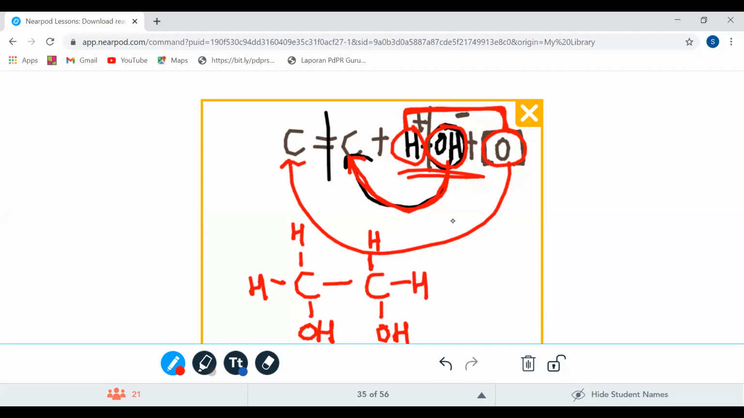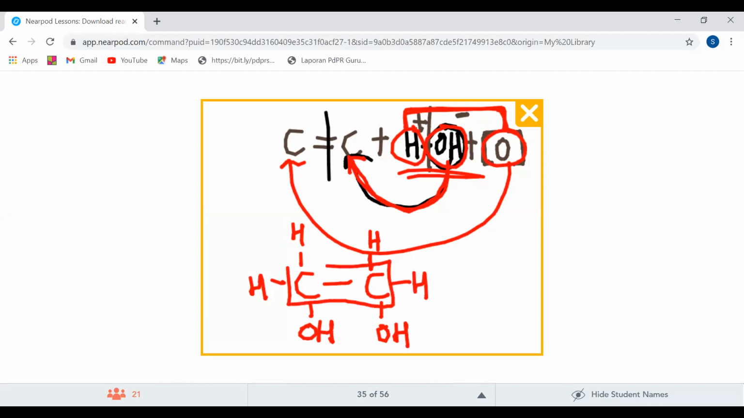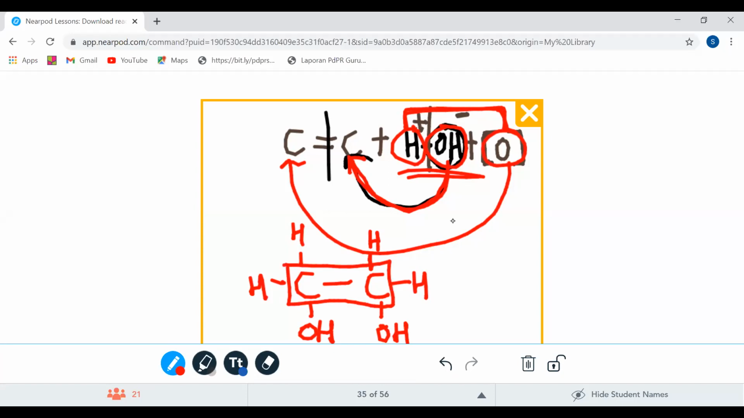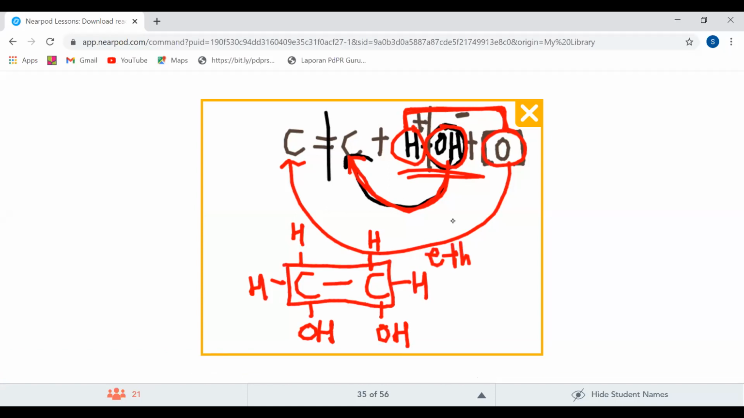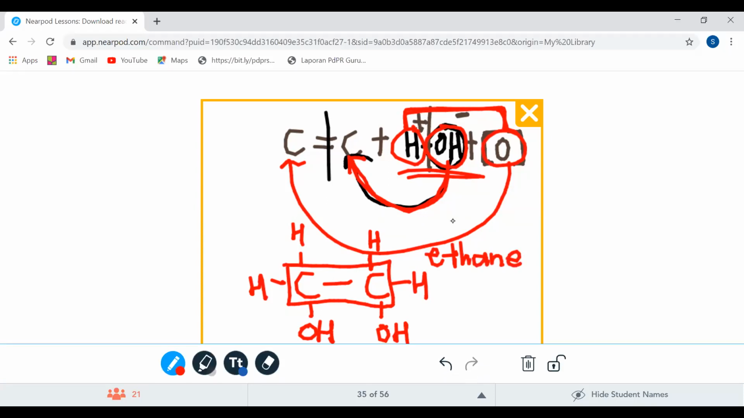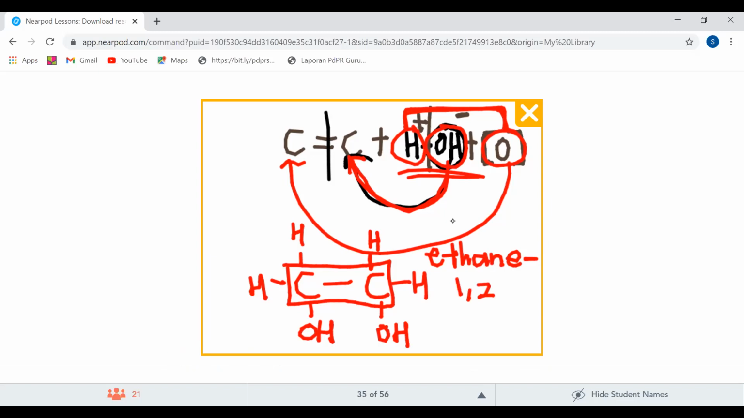Okay, let's name it. How many carbons do I have? Two. Okay, good. So I'm going to write ethane first. Then, how many alcohol groups? Just two. Very good. So from a number to a word, I put a dash first: 1, comma 2. Very good.